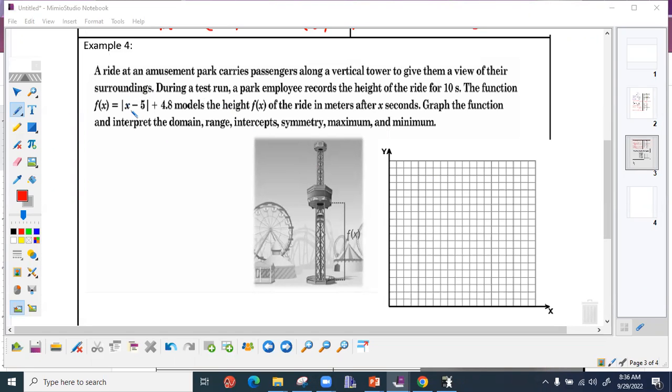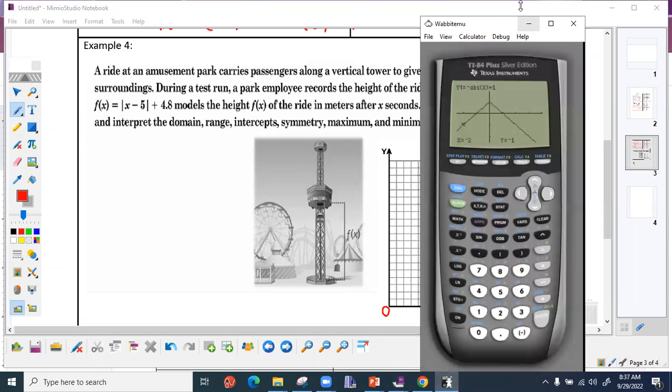Okay, so here we have absolute value of x minus 5 plus 4.8. Because this is a real world example, notice how we're only in quadrant 1. We only want positive x's and positive y's. So we're going to go to the calculator and graph, but we're going to switch our domain because it says it's only from 0 to 10 seconds, right? And we want to know what's happening as we model this.